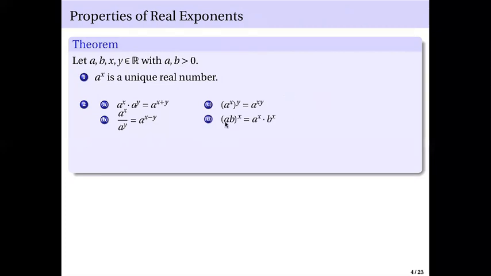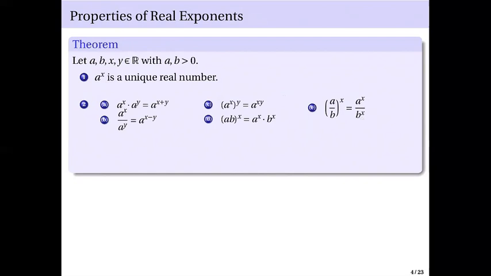And then you have AB. You have the product AB. You raise it to power x. It's the same as a to the x times b to the x. And then, of course, you have the product here. You also have the quotient. So a over b to the power x is equal to a to the x over b to the x.